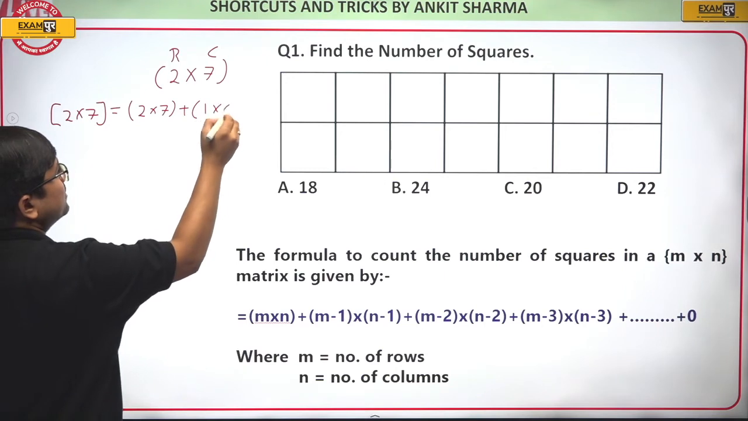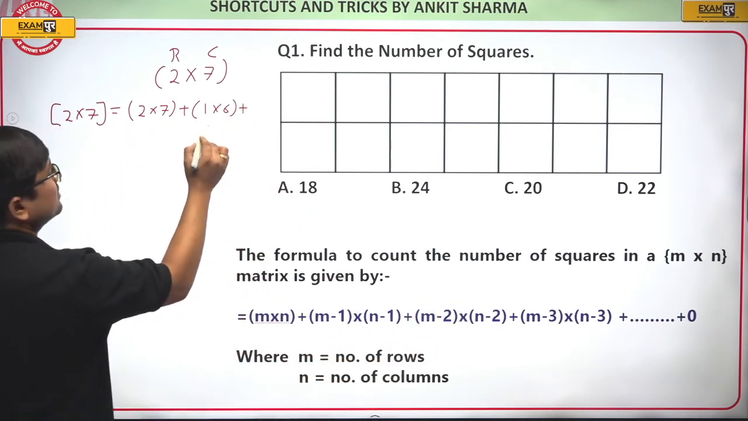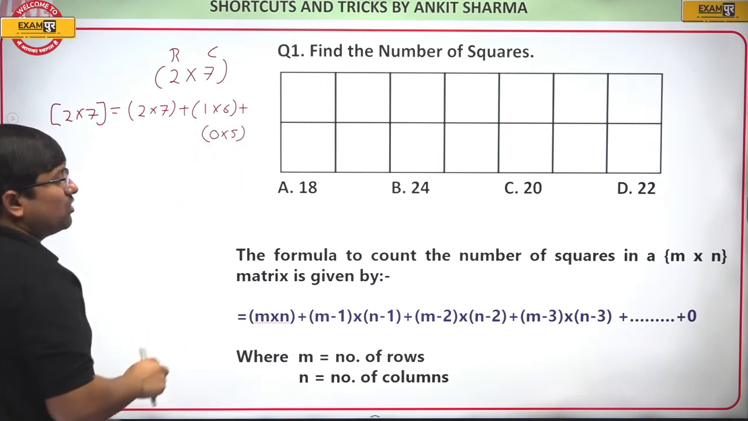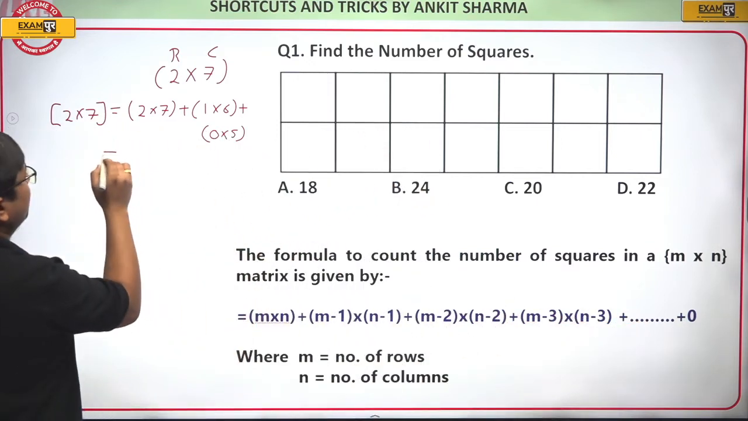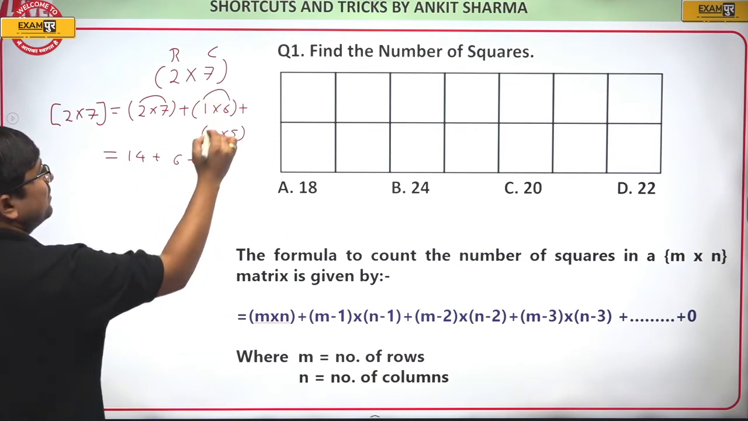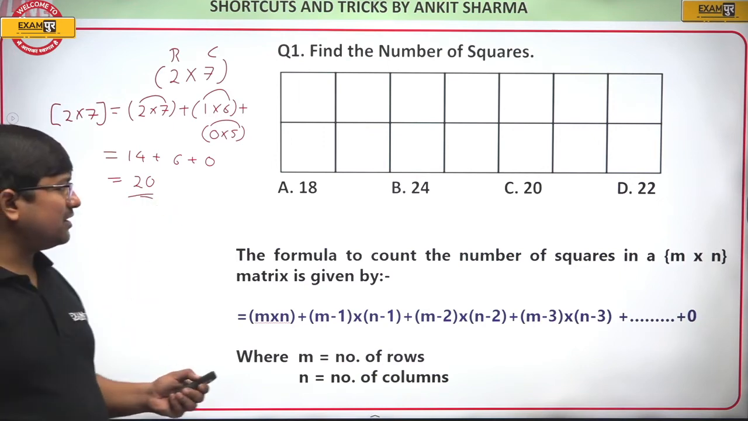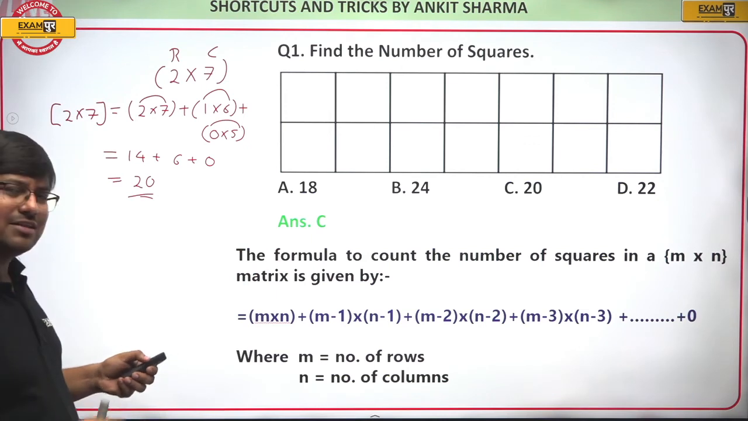1 multiplied by 6, plus further subtract 1, 1 from both of them. So 0 into 5 is 0, and now we will stop. We will stop the moment we get 0, and now add them. 2 7s are 14, plus 1 6 is 6, plus 0 5 is 0, and now if you add them you will get 20, and that was the right answer. We have already checked that. Yes or no?